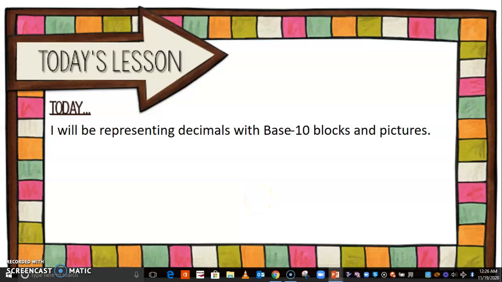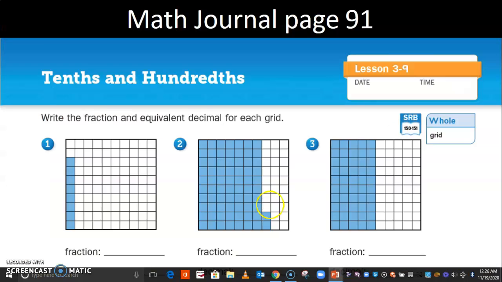Okay, so like I said, you're going to be representing decimals today with base 10 blocks and pictures. We just walked through that a little bit, and hopefully you added those to your notes. Pause the video, go back and do it again if you need to. Okay. But we're going to look on page 91 because this is going to be your practice for today. Okay, on here, it says write the fraction and equivalent decimal for each grid. Okay, well, I don't have a whole piece here, right? I actually only have 1, 2, 3, 4, 5, 6, 7, 8 cubes out of 100.